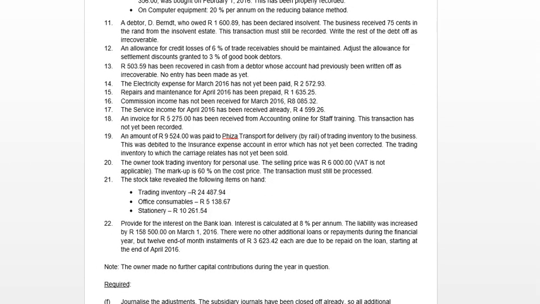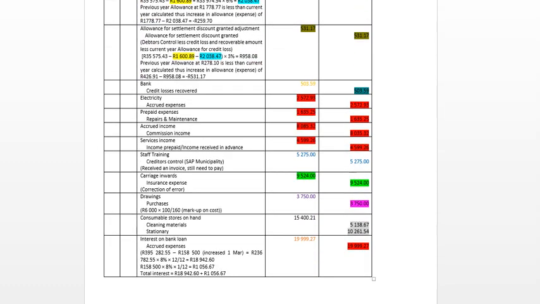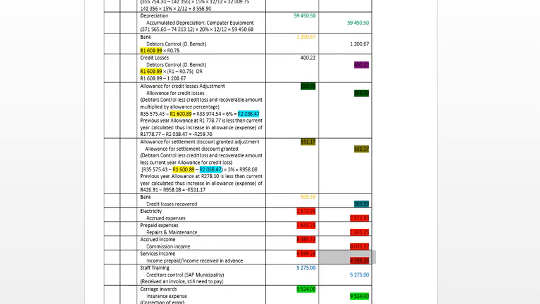And then we've got the services income for April has been received already. So here again we received an income, but we received it in advance. It doesn't relate to the current financial year. So our income has to now decrease, and if income decreases, then you will debit that account. So we're going to debit our services income account by 4,599 Rand and 26 cents, and we're going to credit our income received in advance, 4,599 Rand and 26 cents.